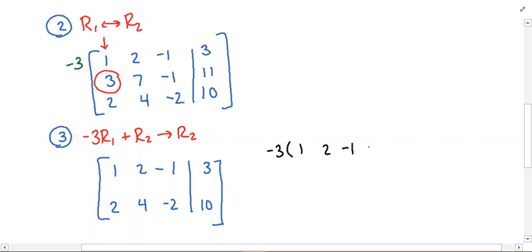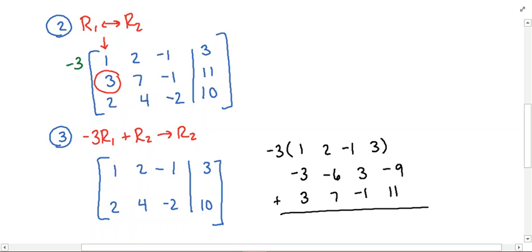We need to multiply every element in row 1 by -3. That's going to give us -3, -6, negative times negative is +3, and then another -9 here. Add back to it row 2. So go to the previous matrix and write down row 2. All right, and there we go. So we add. We're going to get 0, -6 plus 7 is +1. 3 plus a -1 is the same as 3 minus 1, that's 2. -9 plus 11 is +2. So here is my new second row.